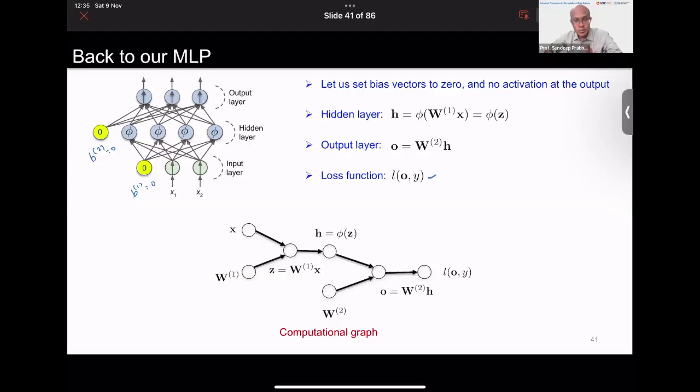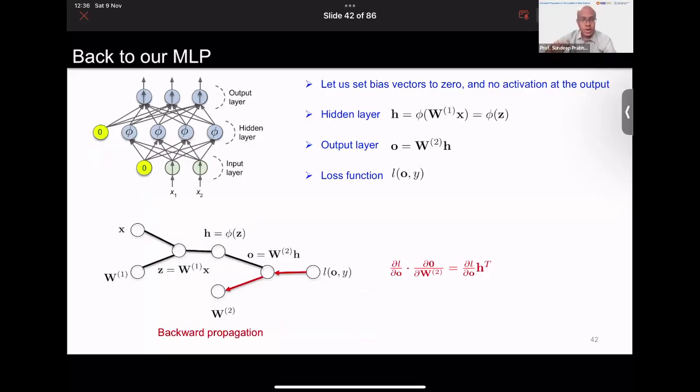I have the loss function. I have my output, which is W2H. The hidden layer is W1X. So I know what my features are. I know what the labels are. I can measure the loss. W1 is some intermediate weight that we compute. I multiply X and W to get Z, apply nonlinearity to get H. Once I have H, I need to multiply H with W2. That gives me the output layer. Once I have the output, I can measure the loss function. That's a computational graph.